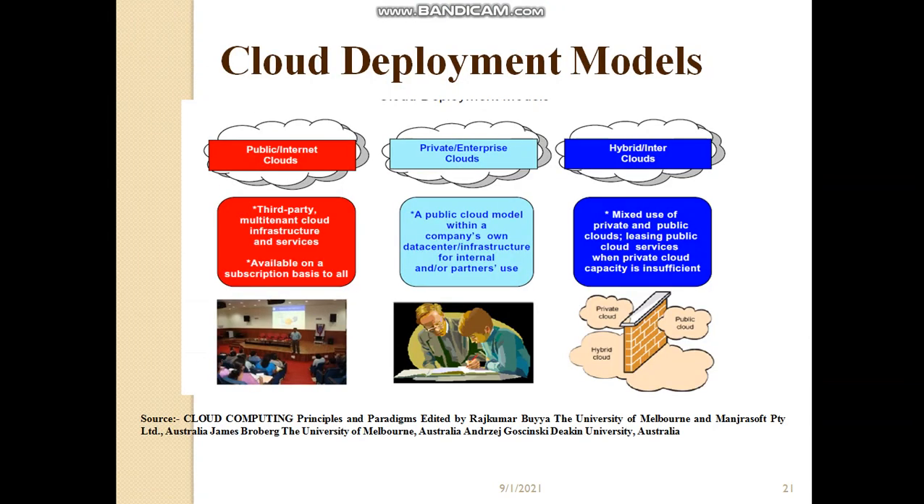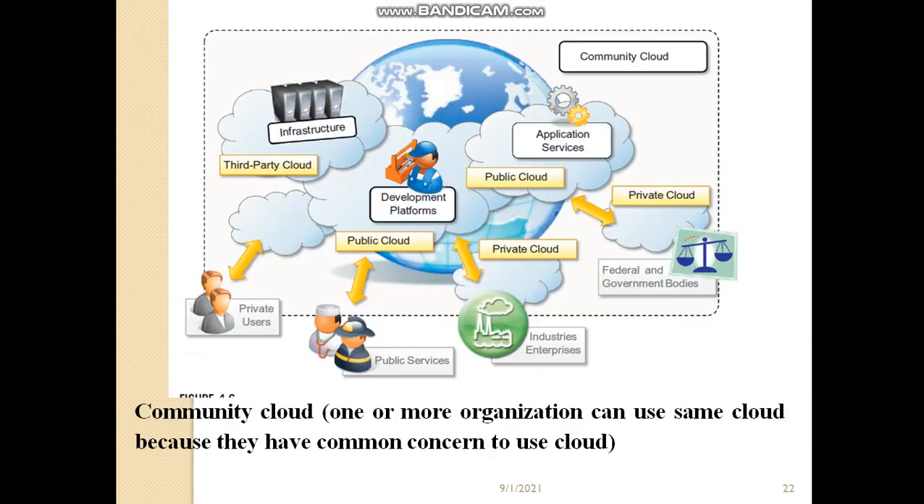The next part is cloud deployment model, which contains public, private, hybrid, and community cloud. In public cloud, the name itself tells that it's publicly available. Private cloud, it's privately available. Hybrid, a combination of public and private. If you want to store sensitive information, go for the private cloud. If there is no sensitive information, you can use public cloud.